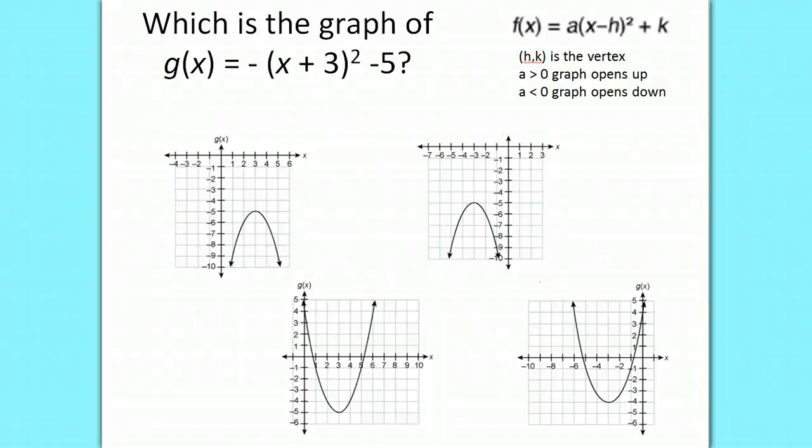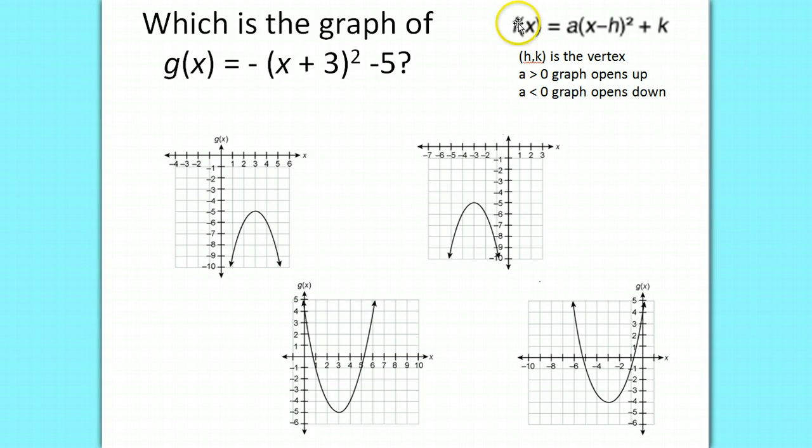Okay, so this lesson is on graphing parabolas, and mostly in vertex form. This is 8.02, and the first question says, which is the graph of g of x equals negative quantity x plus 3 squared minus 5?